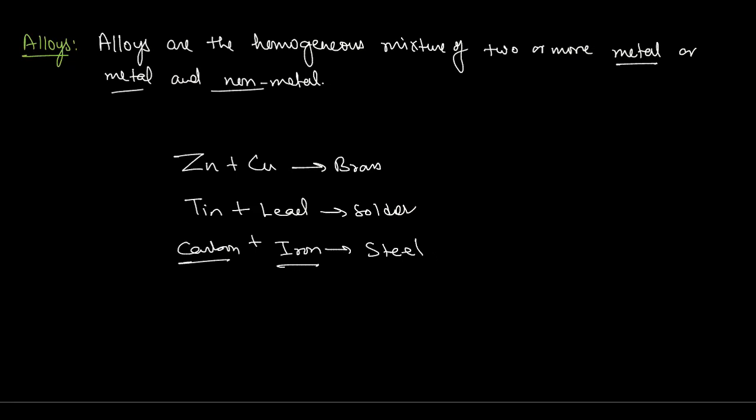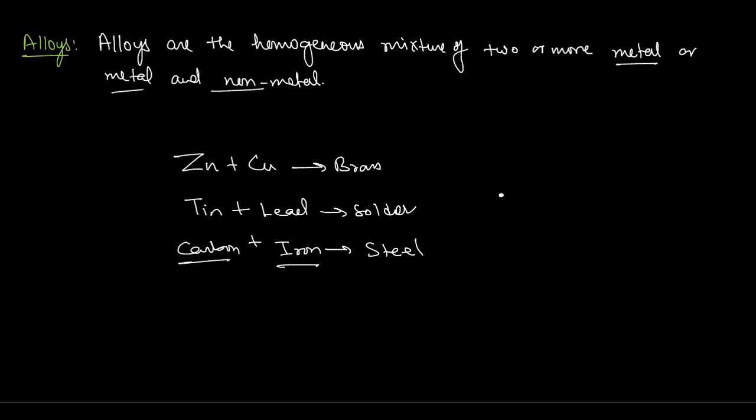Why are we making alloys? Alloys help us to make metals of desirable quality when such a metal does not exist. So we make alloys according to our needs. For example, solder is used for soldering electronic equipment. You have seen that wire.